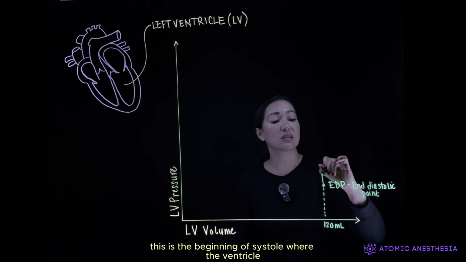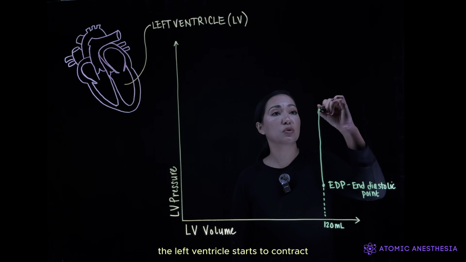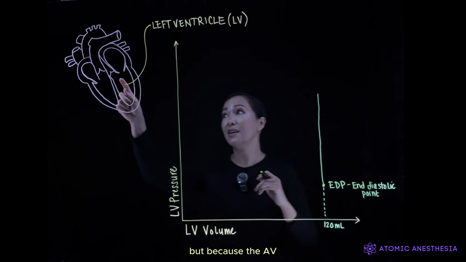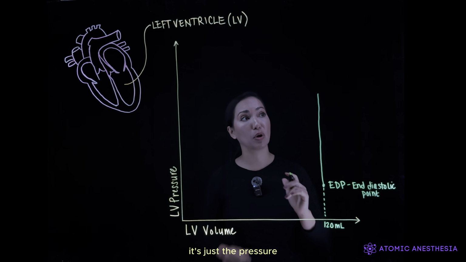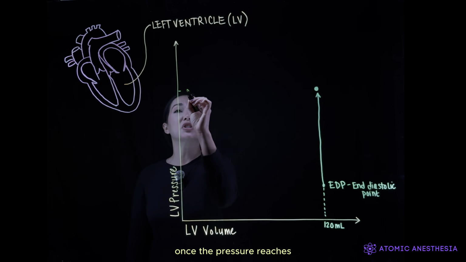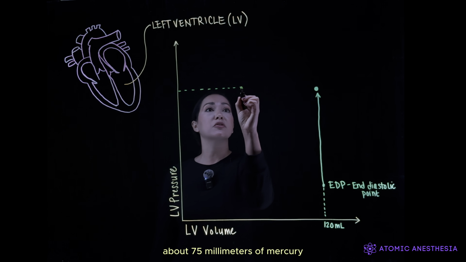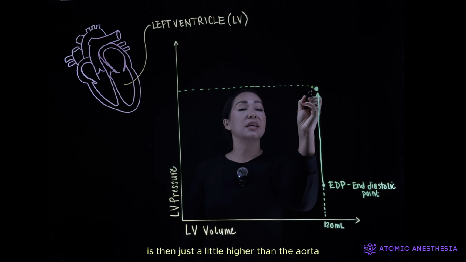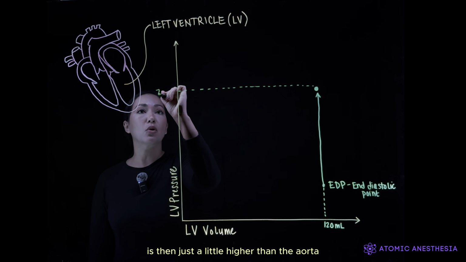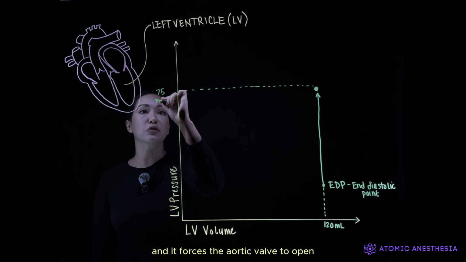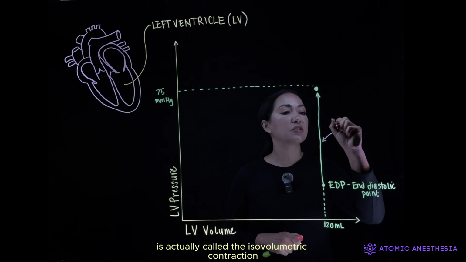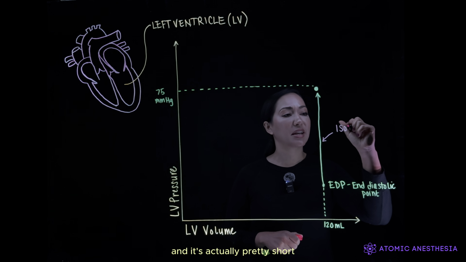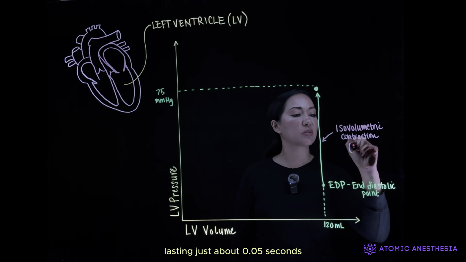This is the beginning of systole, where the left ventricle starts to contract, but because the AV valve, the mitral valve, is closed, the volume doesn't change at all, it's just the pressure. Once the pressure reaches about 75 millimeters of mercury, the pressure is just a little higher than the aorta, and it forces the aortic valve to open. This phase is called the isovolumetric contraction, and it's pretty short, lasting just about 0.05 seconds.